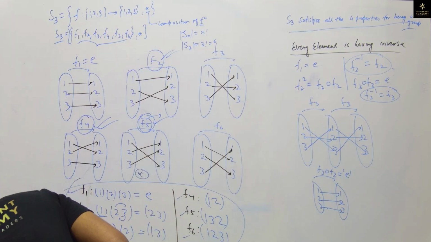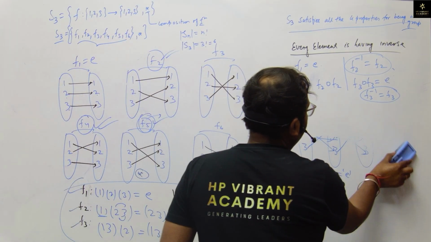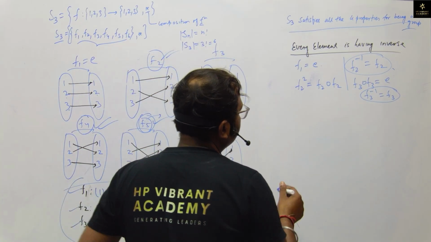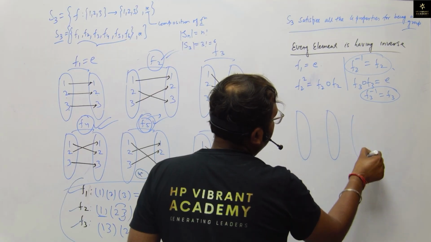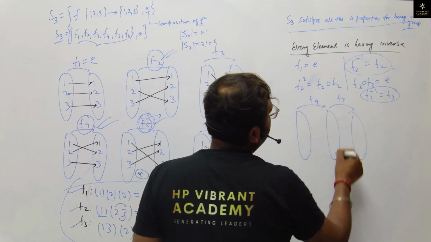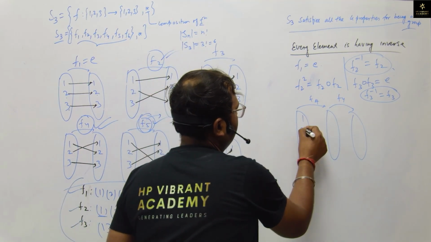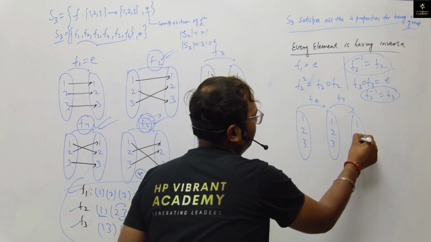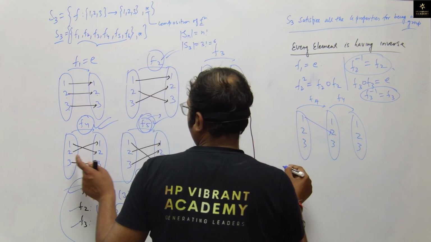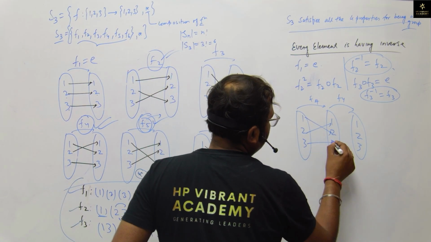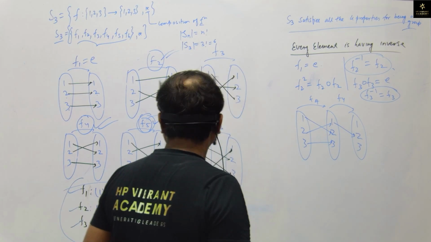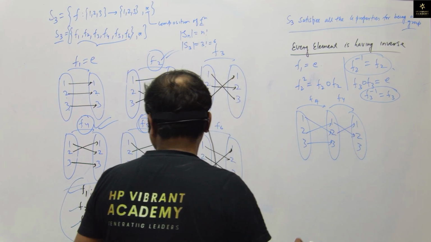Now let us find this for f4. Let us apply f4. Again we have to apply f4. This is 1 2 and 3. Okay, so let us apply f4. So 1 goes to 2, and 2 goes to 1, and 3 goes to 3. Let us apply f4 again. So 1 goes to 2, 2 goes to 1, and 3 goes to 3.